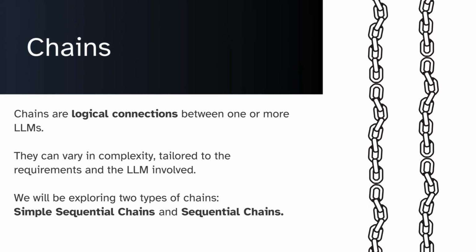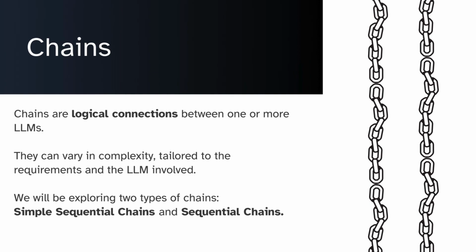Chains are a fundamental aspect of LangChain. They are logical connections between one or more LLM instances. Chains can vary in complexity, tailored to the requirements and the specific LLMs involved. We will be exploring two types of chains: simple sequential chains and sequential chains. The simple sequential chain comes into play when there is a single input and a single output between chains. On the other hand, the sequential chain is utilized when there are multiple inputs and outputs.